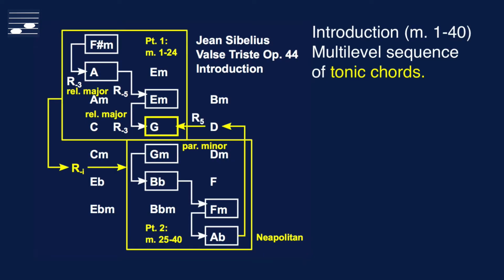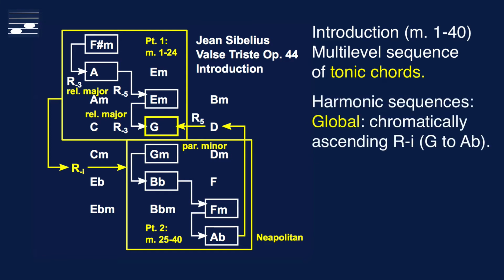This diagram presents an overview of the intermediate keys in the introduction, measures 1 to 40. This section is divided into two identical parts that form the global level of the harmonic sequence. We notice an upward shift of a semitone, with the target key moving from G major to A flat major. This is notated as a sequence with chromatic root cycle R-I, using somewhat modified Schillinger symbols.